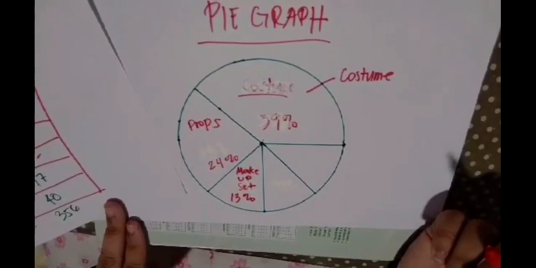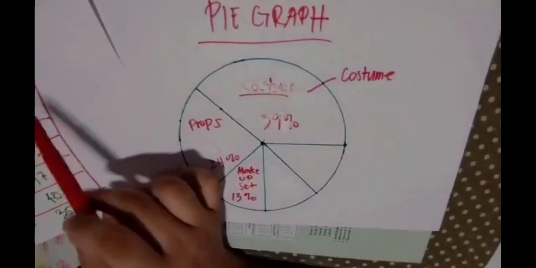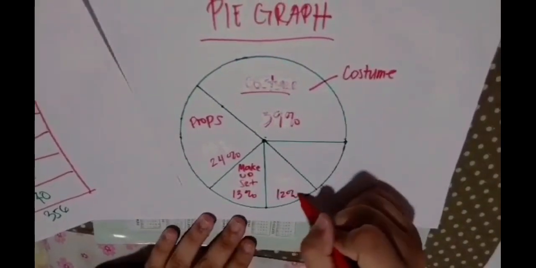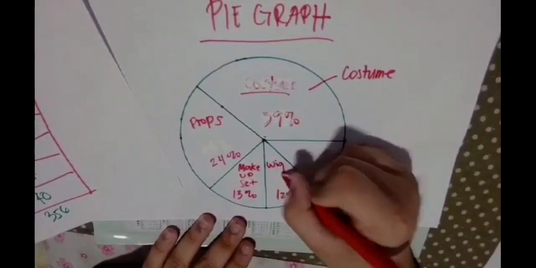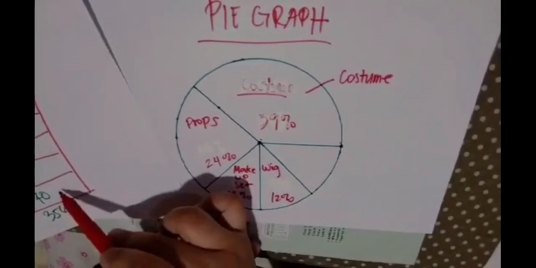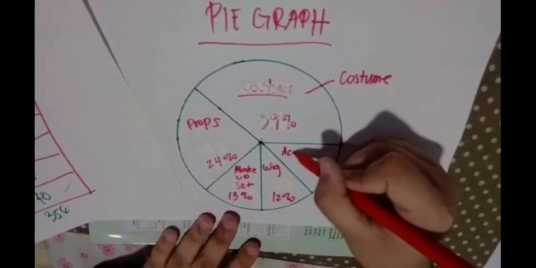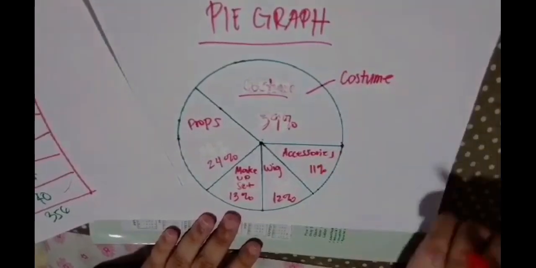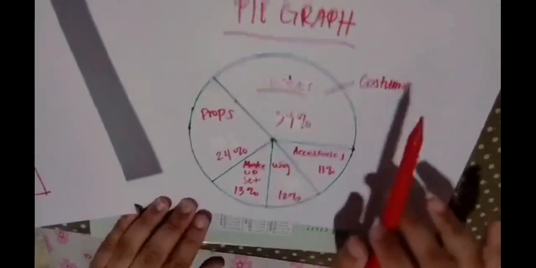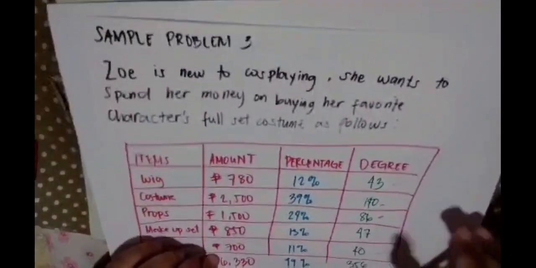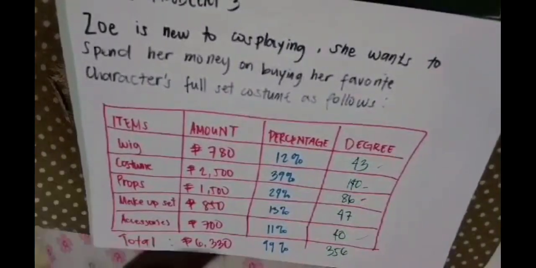Next is the 43 degrees, which is this one. 43 degrees is our 12% of our wig. And lastly, we have the 40 degrees, which is our 11% of our accessories. And there you have it, your pie graph or your circle graph for sample problem number 3. And that is all. Thank you very much for listening.